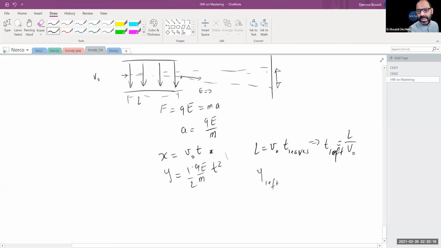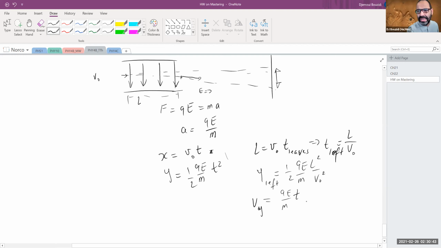It's not going to be 0, it's going to be actually equal to this expression, 1/2 of QE over m times this time squared, which is L squared over V naught squared. So that gives us this time. I need to find this velocity though, the velocity at that point. The velocity in the x-axis is the same. It's not going to change. It's this value. But the velocity in the y direction is given by the derivative of that expression, which is QE over MT.